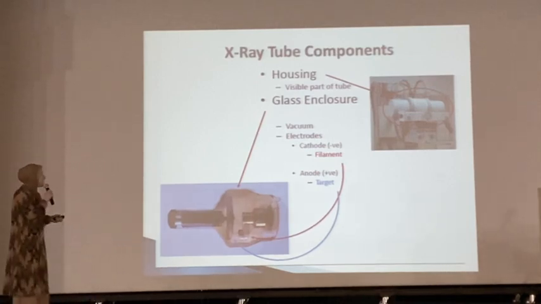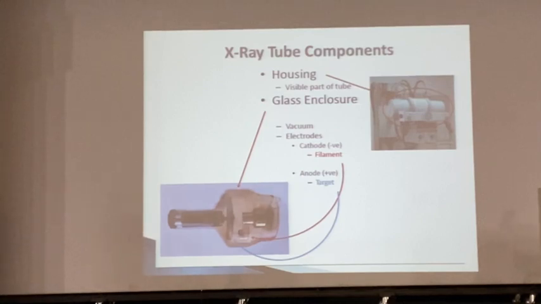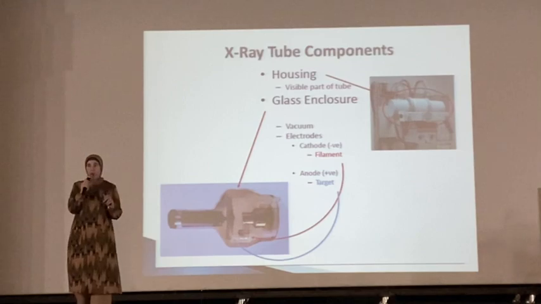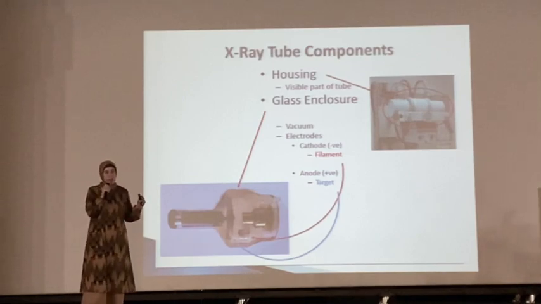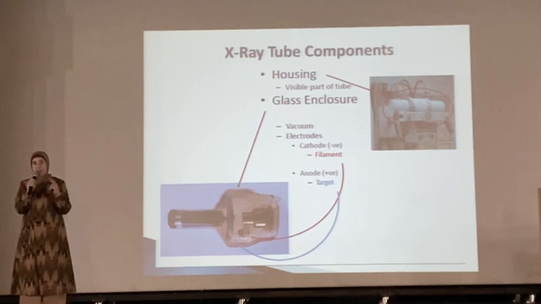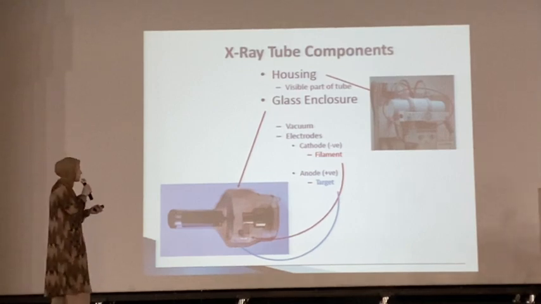The cathode is also called the filament. It is a negatively charged electrode, while the anode is the positively charged electrode. It is called the target. These are the basic components of the X-ray tube.